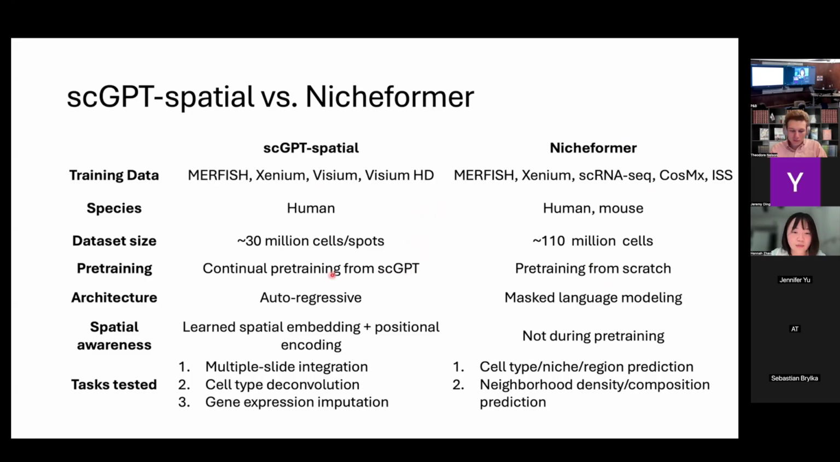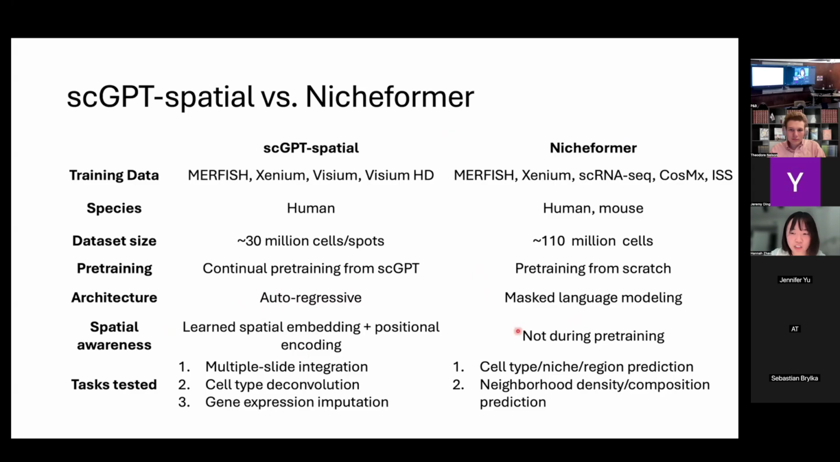scGPT Spatial is trained in an autoregressive manner, which means it uses next token prediction during pre-training, and Nicheformer uses masked language modeling. For the spatial information, scGPT Spatial uses a learned spatial embedding. It used a very special technique where they sampled some of the neighboring spots or cells and tried to predict the central spots or cells. In this way, their model learned some spatial information.